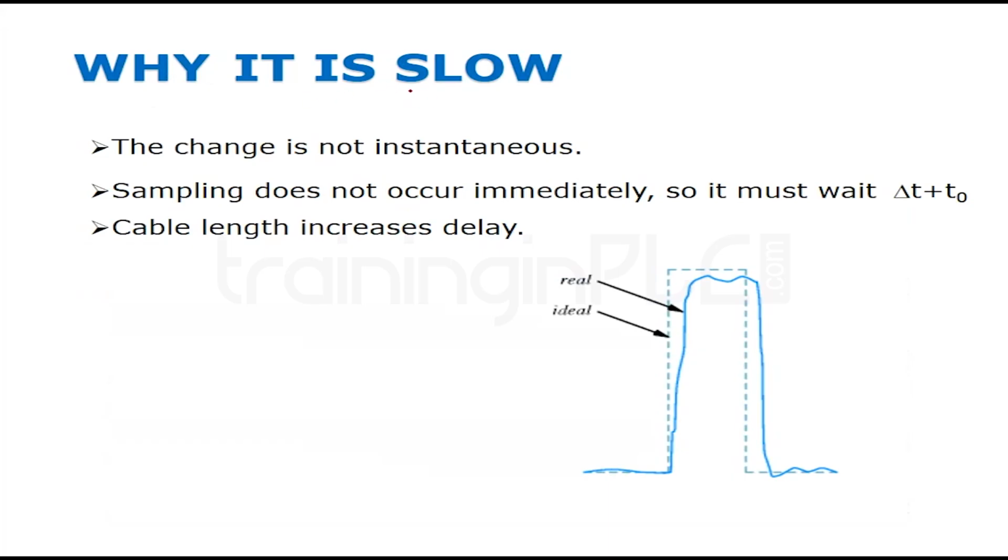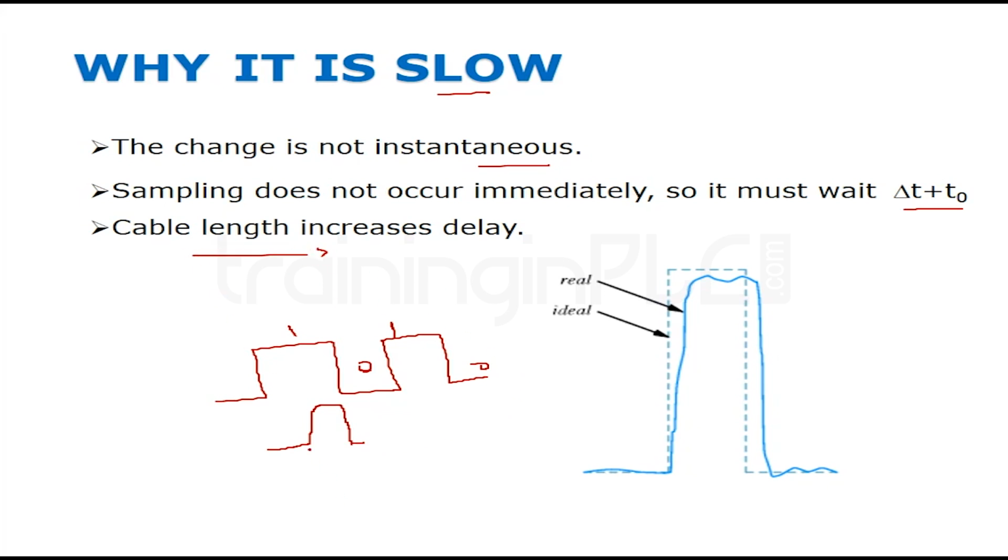So if we see the data transmission, why is it slow in RS-232? Because the change is not instantaneous. Suppose you are giving a signal like 1010, it will take a little bit of time for updating the information. So it will take delta t to delta t plus t0 time for changing from one state to another state. If the cable length is increased, this delay will also increase.